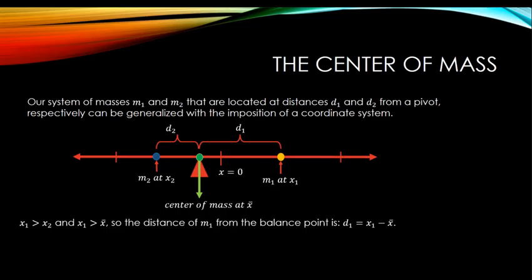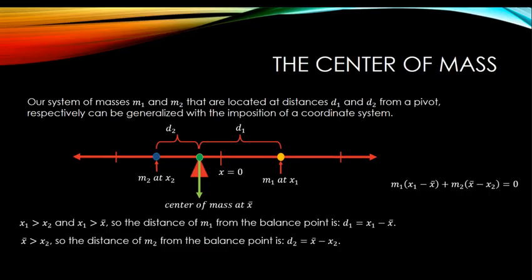In this case, x sub 1 is greater than x sub 2. We're talking about the distance. And x sub 1 is also greater than my coordinate for my center of mass. So the distance of m sub 1 from the balance point will be given by d sub 1 is equal to x sub 1 minus the coordinate for the center of mass. X bar will be greater than x sub 2, so that the distance of m sub 2 from the balance point will be given by d sub 2 is equal to x bar minus x sub 2.